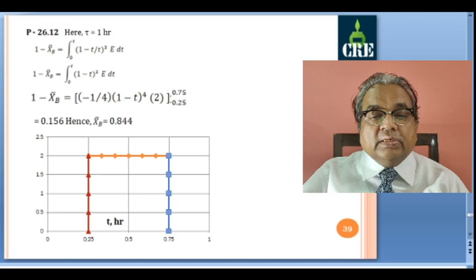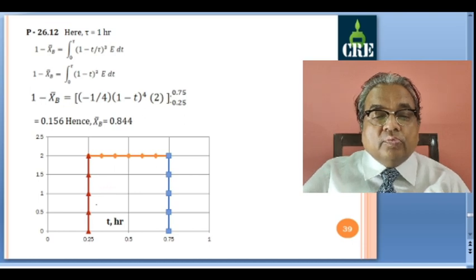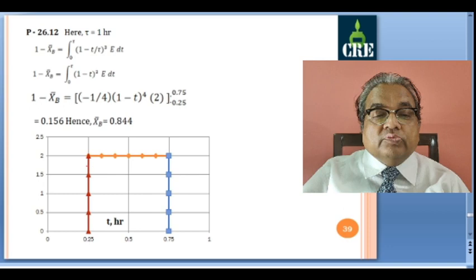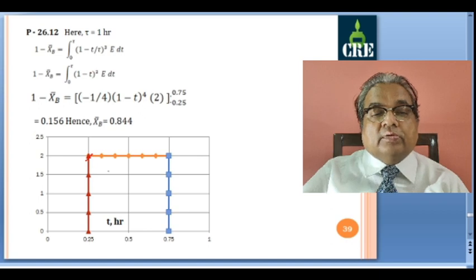Now what is the difference? This representation is different. As I told you earlier, in the book this time is shown in minutes. I have just converted it to hours because tau is given in hours. These values are not given in the book. This we have to just locate from the definition of this distribution, E dt.